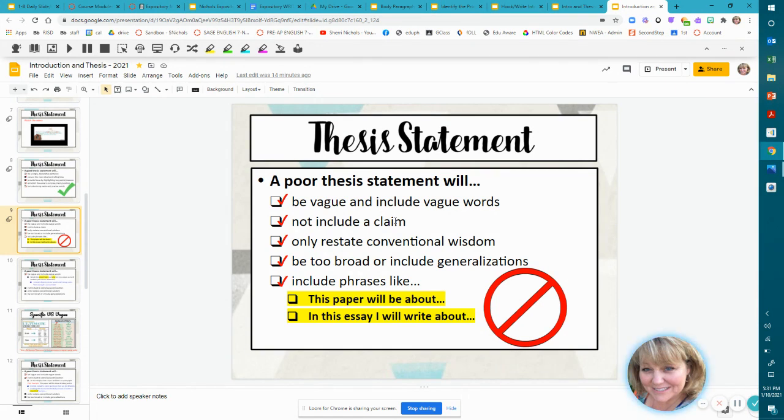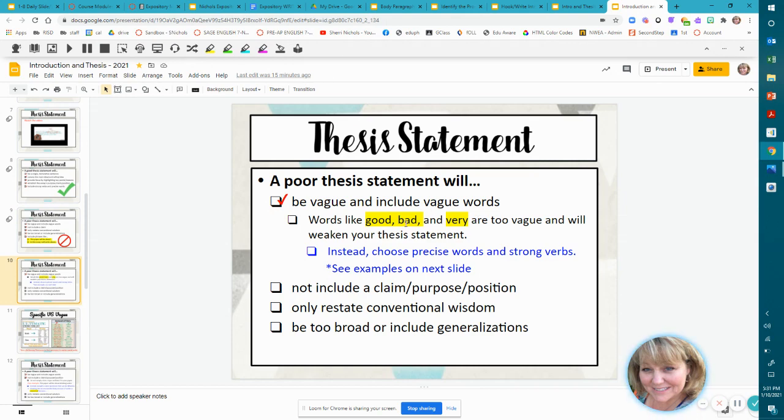A poor thesis statement will not have a claim. It only restates the conventional wisdom. A poor thesis statement could be too broad or include generalizations. It includes phrases like, this paper will be about, in this essay I will write about. No. Don't ever put that in your paper anywhere, but especially don't put that in your thesis statement. Now, a poor thesis statement will be vague.